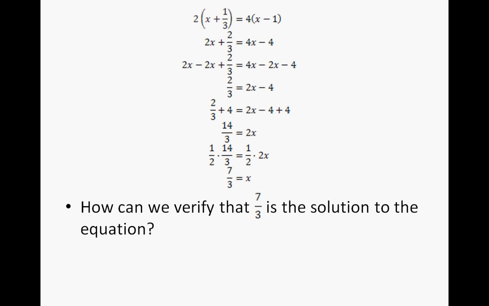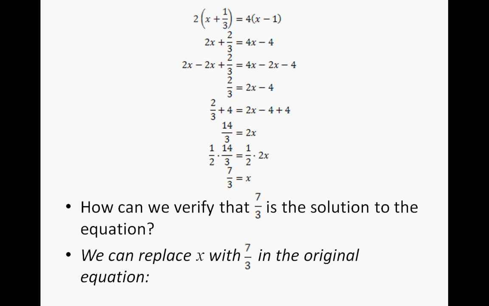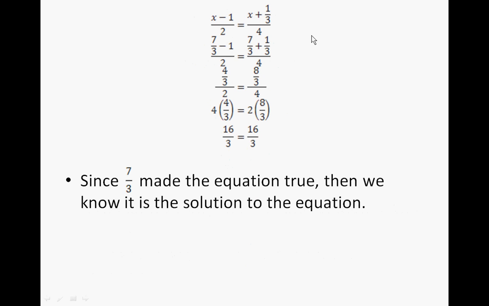So how can we verify that 7/3 is the solution to the equation? Well, we can replace x with 7/3 in the original equation. So going back to our original equation, if we plug that in, we get 7/3 minus 1 divided by 2 is equal to 7/3 plus 1/3 divided by 4. Then simplifying, we can do cross multiplying. 4 times 4/3 is equal to 2 times 8/3, which means 16/3 is equal to 16/3. So since 7/3 made the equation true, we know that it is the solution to the equation.